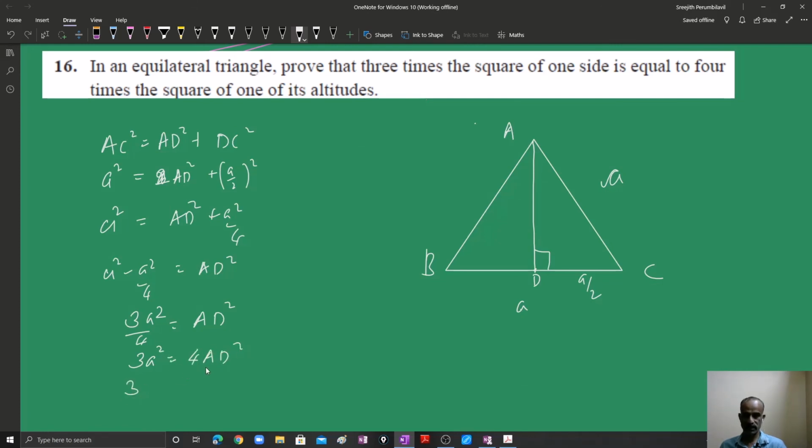What is 3 times a square? AC square. So 3 times AC square is equal to 4 AD square. What is AC? 3 times the square of one side is equal to 4 times the square of something. What is AD? Altitude.